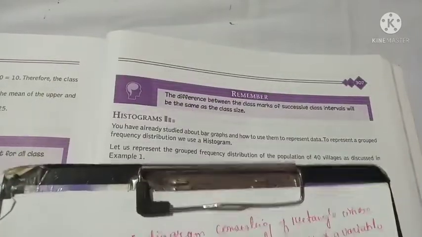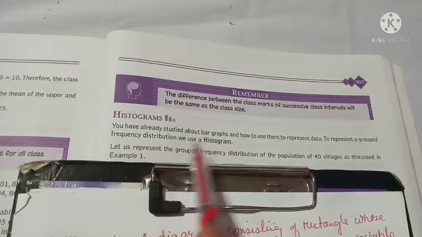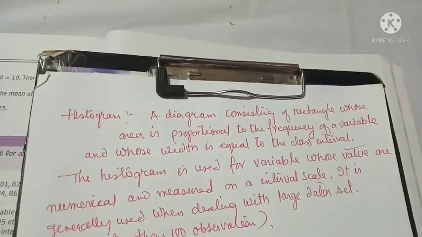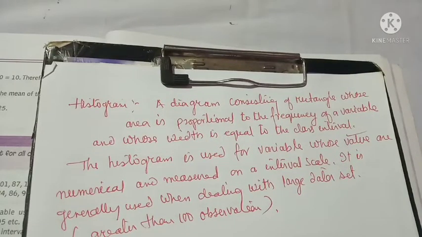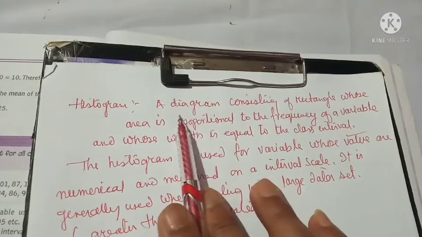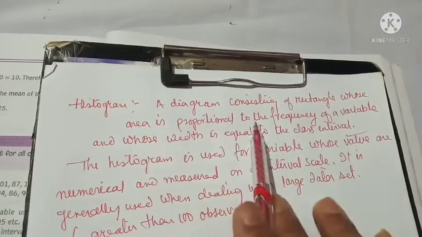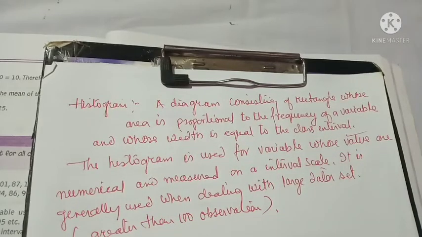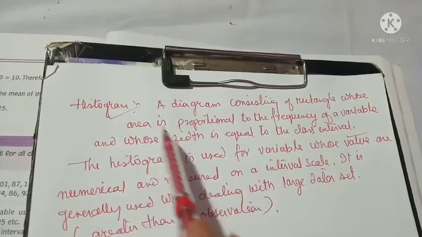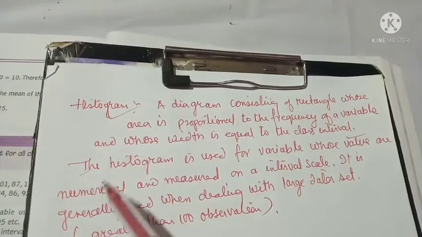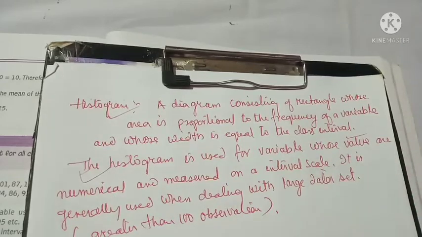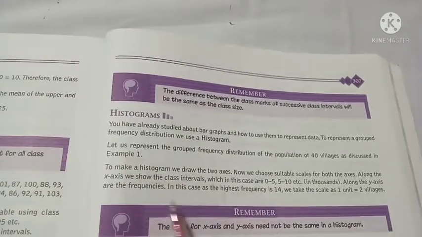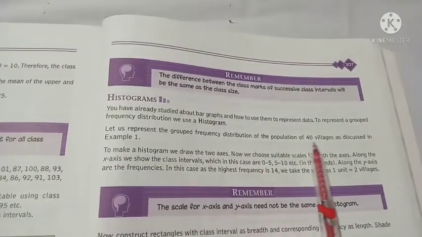So that is why, to represent a group frequency distribution, we use a histogram: when the number of observations is very large. The definition of histogram is a diagram consisting of a rectangle whose area is proportional to the frequency of the variable and whose width is equal to the class interval. This is the definition, and this is where and why it is used. Now let's continue. This is a group frequency distribution of population, an example.